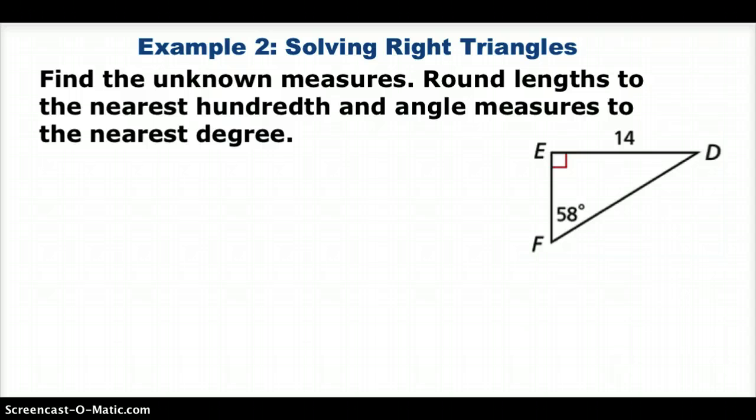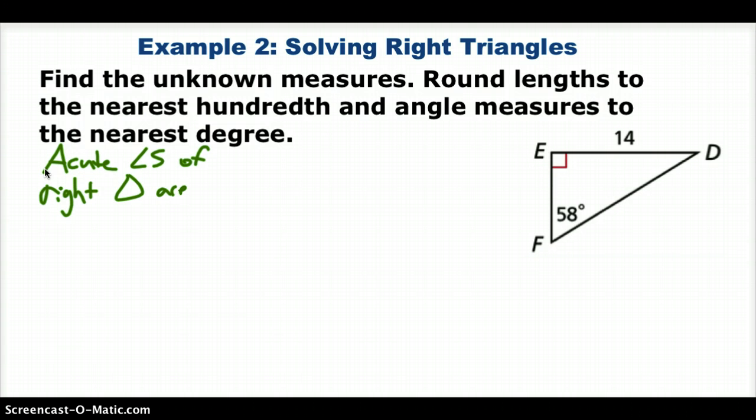So the first thing I'm going to do maybe is find the measure of angle D just using the triangle sum theorem, or the fact that the acute angles of a right triangle are complementary, right? So I'm going to write that out again. The acute angles of a right triangle are complementary, right? So I can take basically 90 minus 58. Sorry about that, that's a 2. Okay, 90 minus 58, and that's going to give me 32 degrees for D. So 32 degrees equals the measure of angle D.